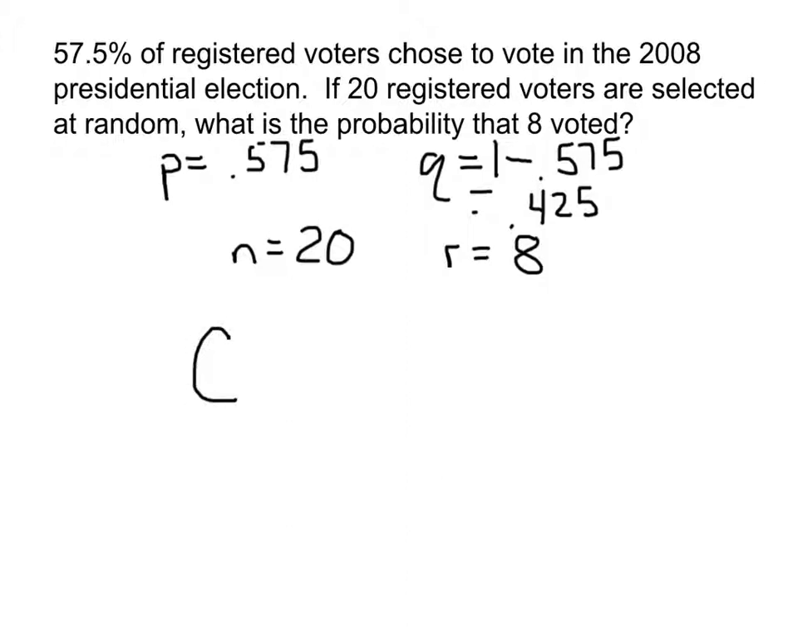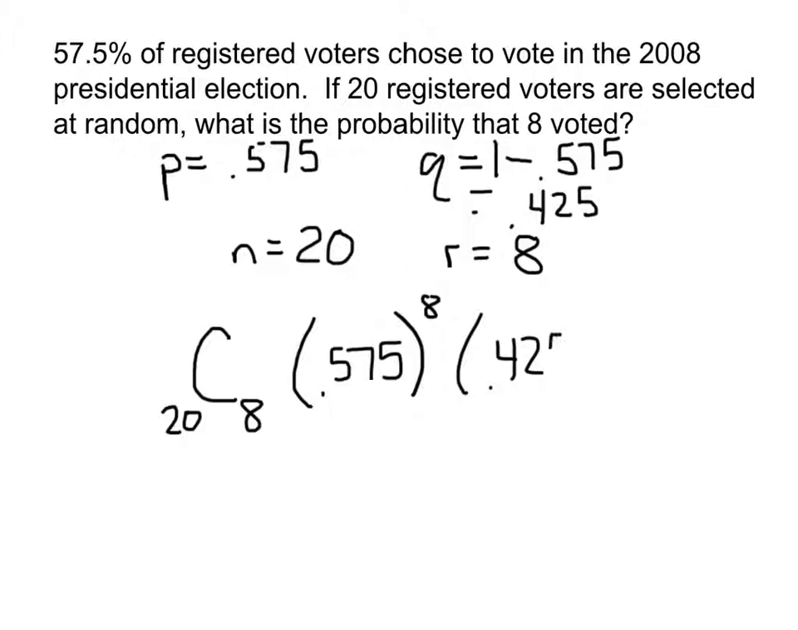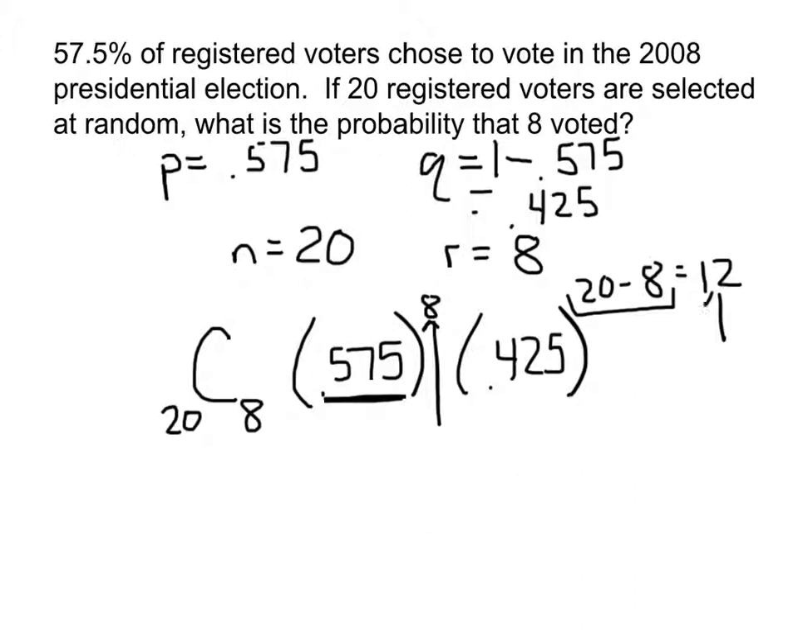So when I go down to my formula, it's going to simply look like this. Now if you look here, I also could replace this with just simply the number 12 if I wanted to. This 8 talks about the number of successes that I expect and the probability that a success will occur. This 12 talks about the number of failures I would get, the number of people who did not vote, and the probability that someone did not vote.